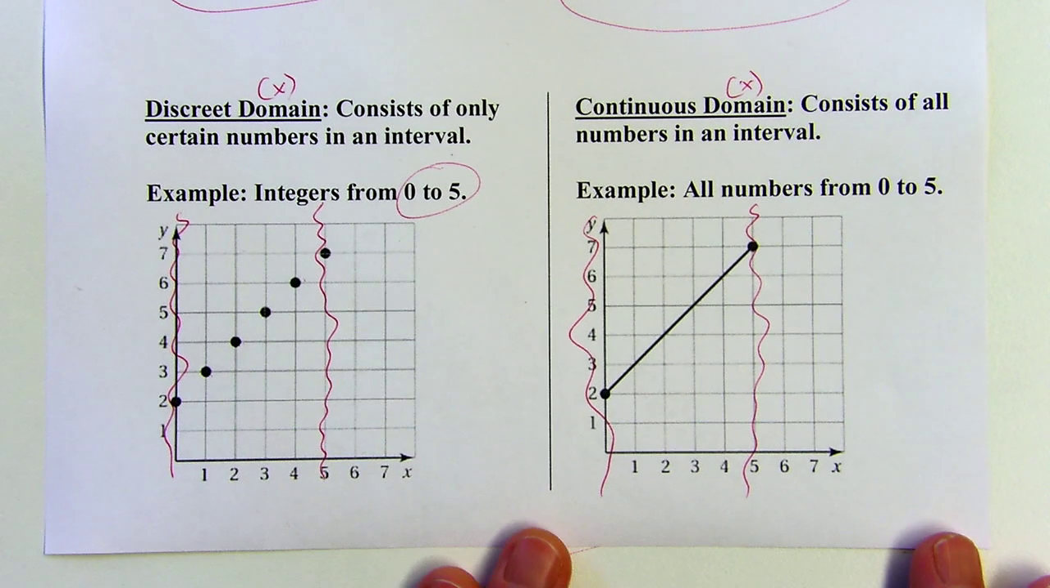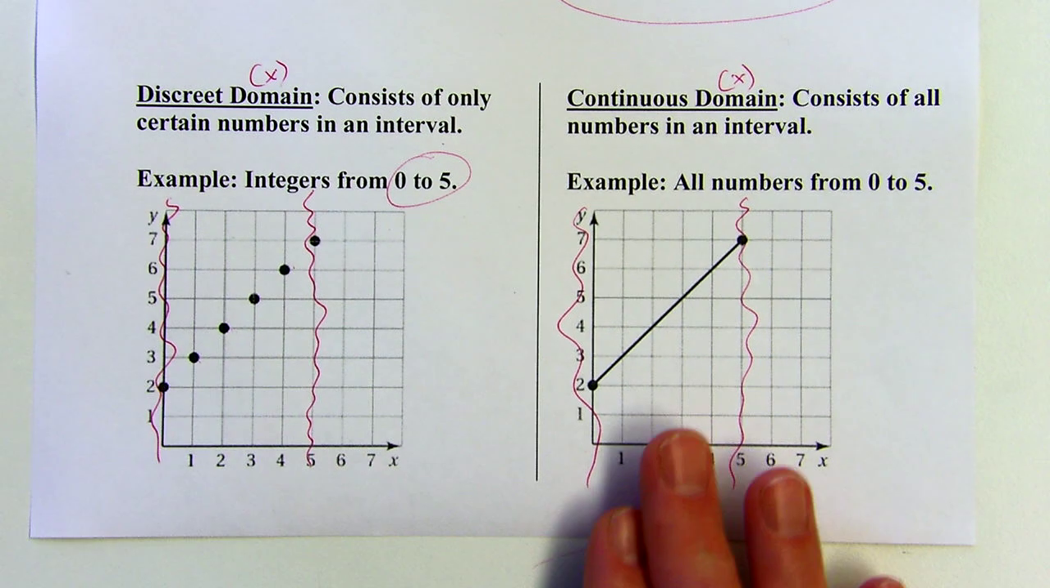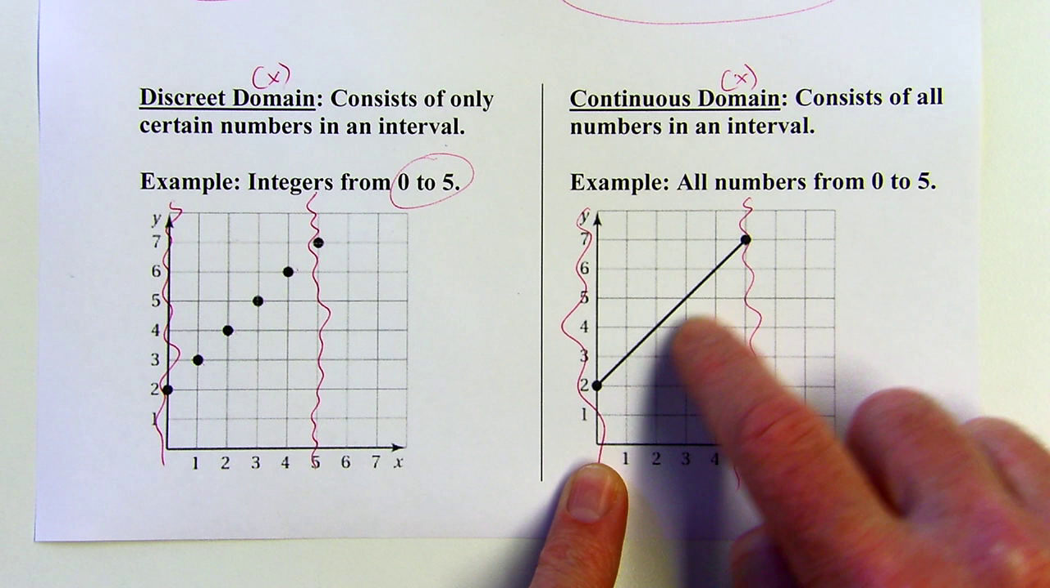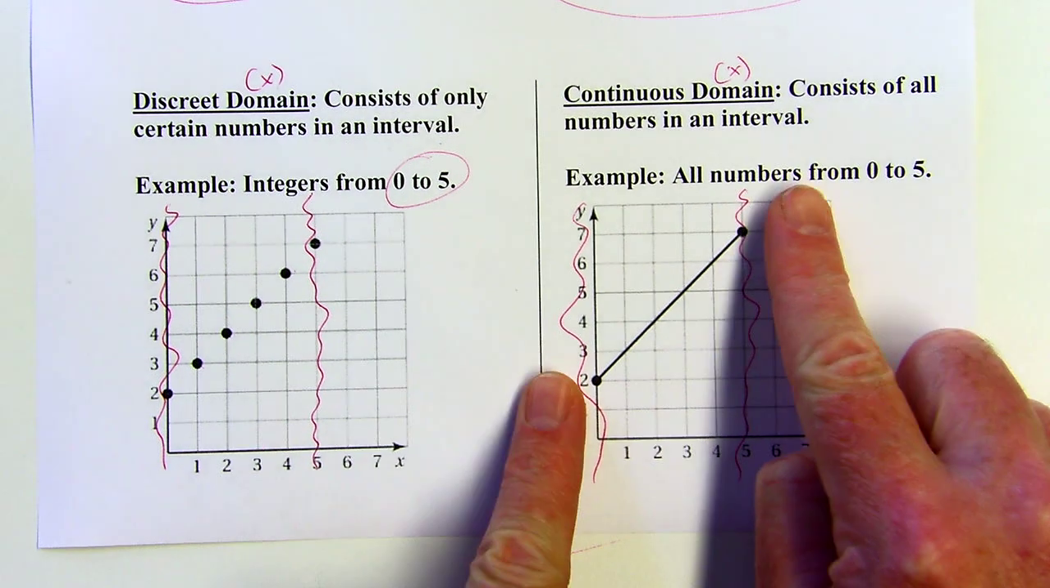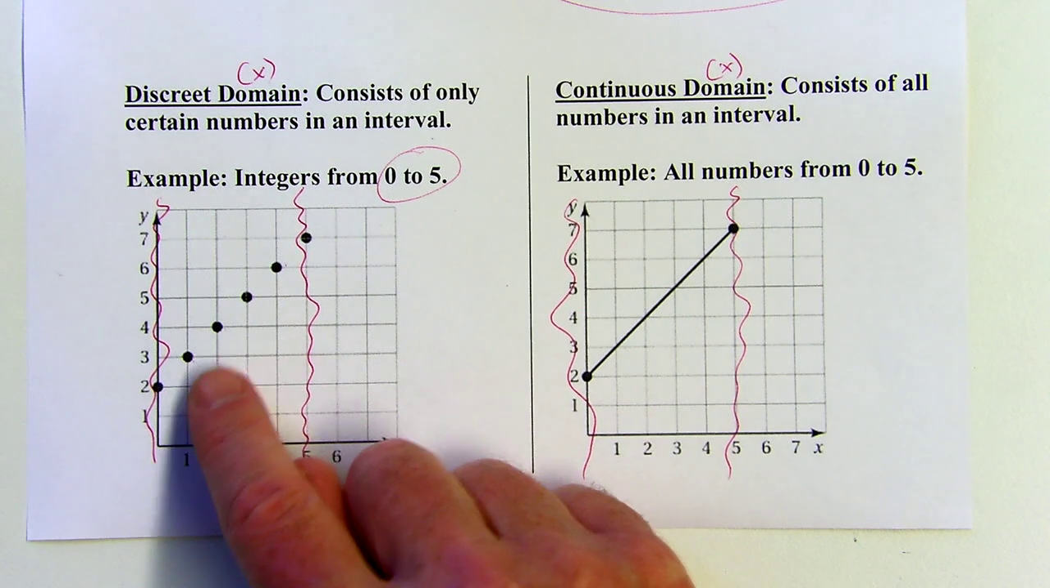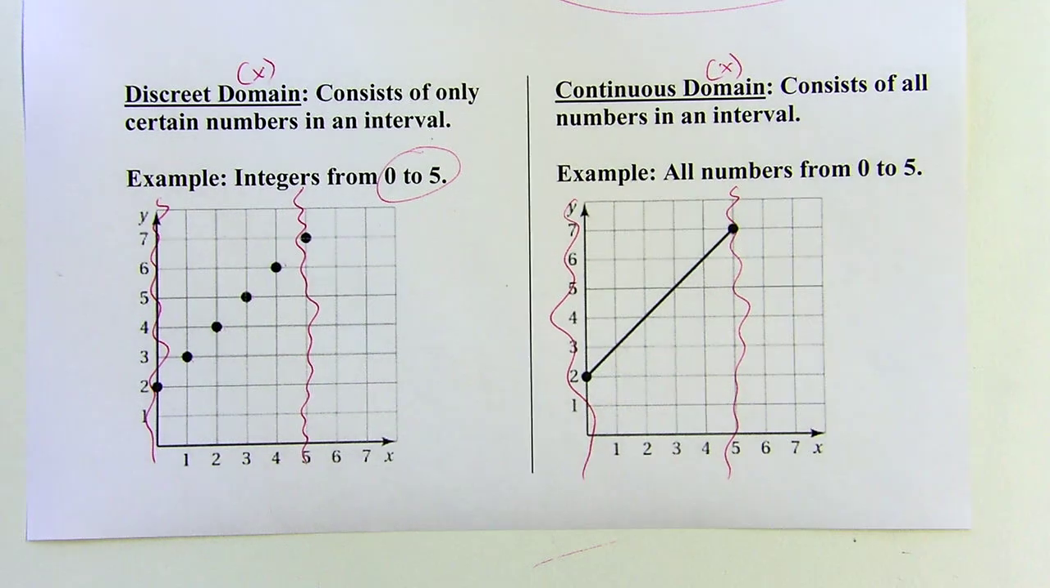Okay, so hopefully that is clear, the difference between discrete and continuous. Continuous, the line continues. It's everything in that interval. Discrete's just those particular places. Okay? All right, that's it for this section. See you next time.